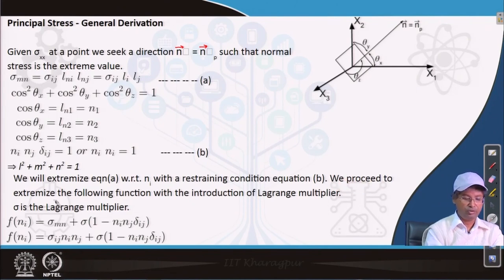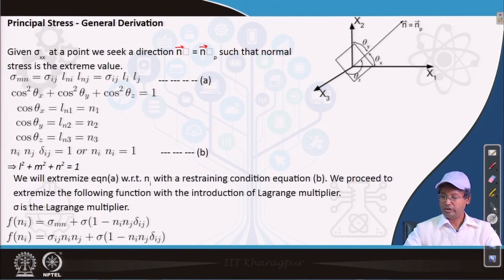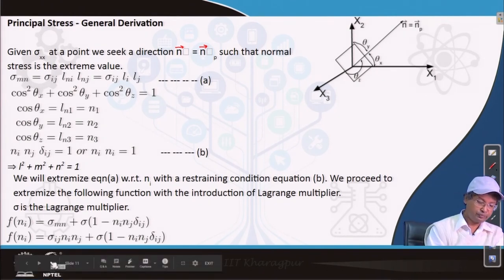We proceed to extremize the following function with the introduction of a Lagrange multiplier. We are going to extremize this function, where the normal stress is given by this. We are considering sigma as the normal value, and it follows the same rule of the Cartesian coordinate system as given here, substituted back with respect to n 1, n 2, and we are supposed to take the derivative of it.